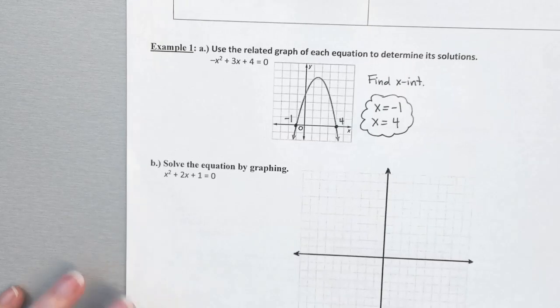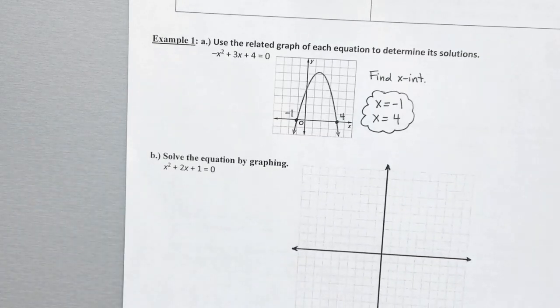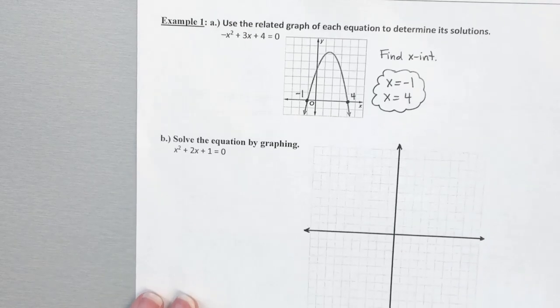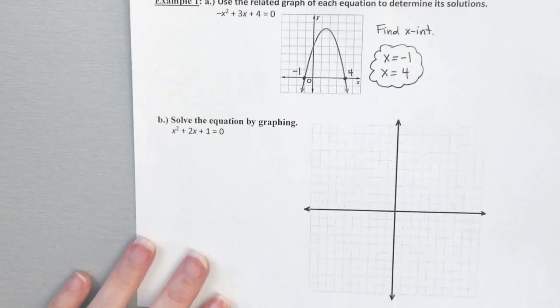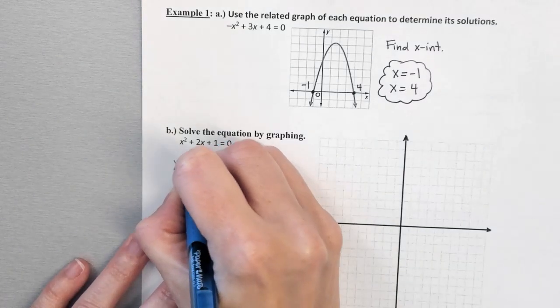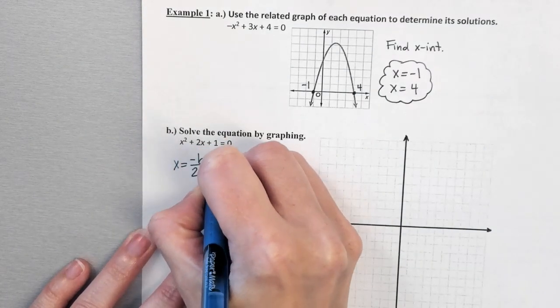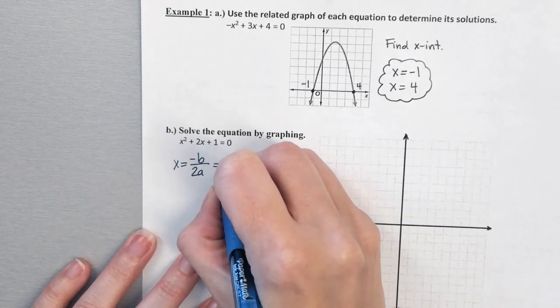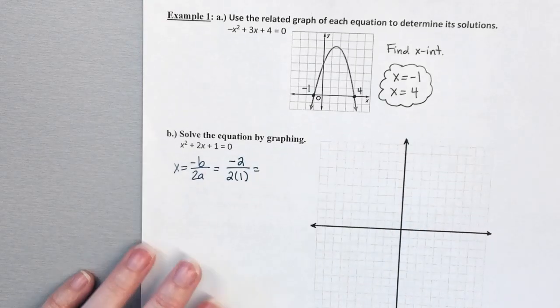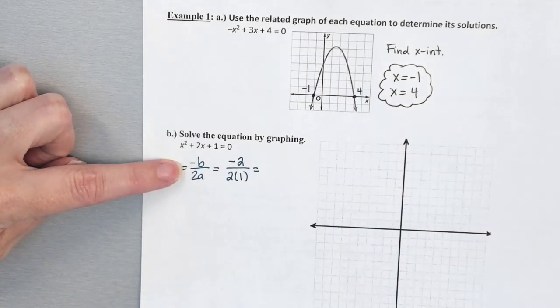All right, so for part B, it says solve the equation by graphing. Last week we talked about how the first thing you want to find when you're graphing a quadratic is the what? That's the first step that we did last week. Yep, and that's because you're going to find what? What does that tell you? The x-coordinate of your vertex. Great. Okay, so we're going to do the opposite of b over 2a.